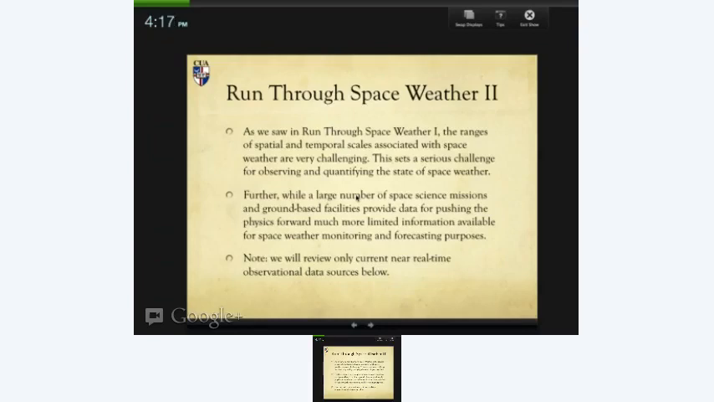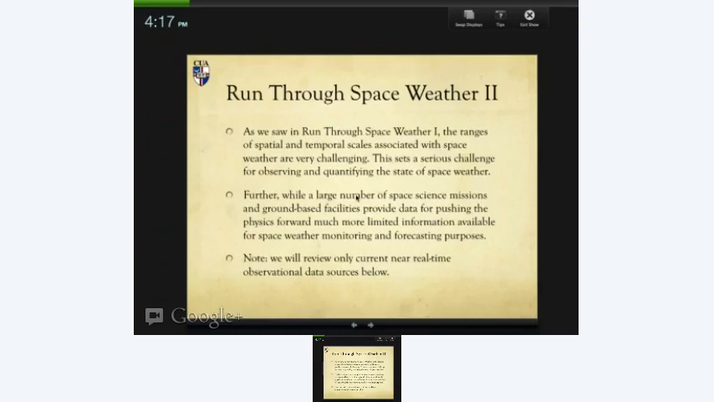And then really the primary problem is that we're so undersampled in terms of measuring the state of the system at a variety of locations: solar conditions, interplanetary conditions, magnetospheric conditions, ionospheric conditions, and so forth. So that's another big challenge. What I will do next is run you through much of the key near real-time data sources out there.